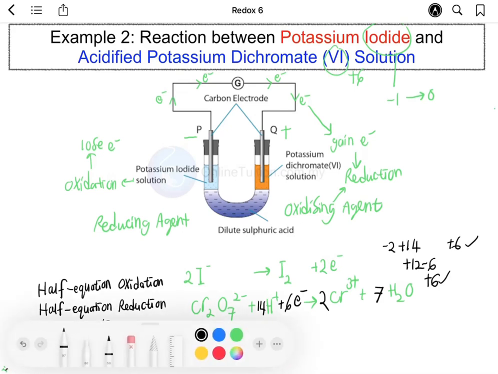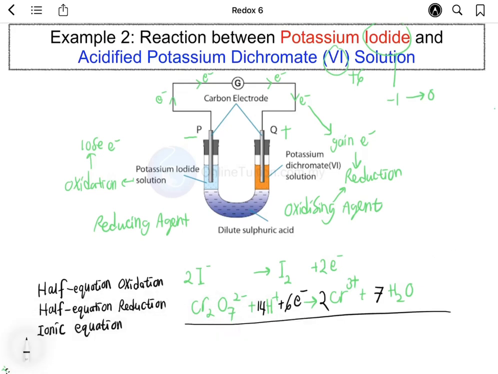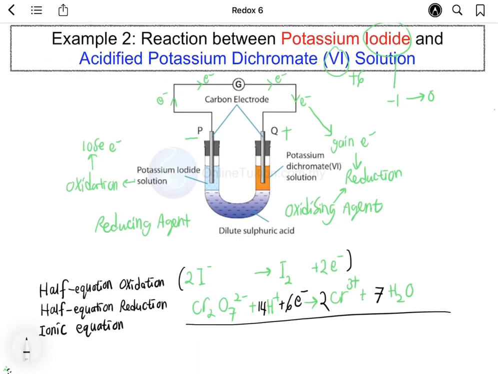Next step, the half equation of oxidation and half equation of reduction are combined to produce the overall ionic equation. Since the number of electrons on both equations is not the same, first the half equation of oxidation is multiplied by 3, so becomes 6 electron lost during oxidation and 6 electron gained during reduction, so that both electrons can be cancelled out. Next, we just write what is left on the equation, where product of oxidation plus product of reduction, reactant of oxidation plus reactant of reduction.